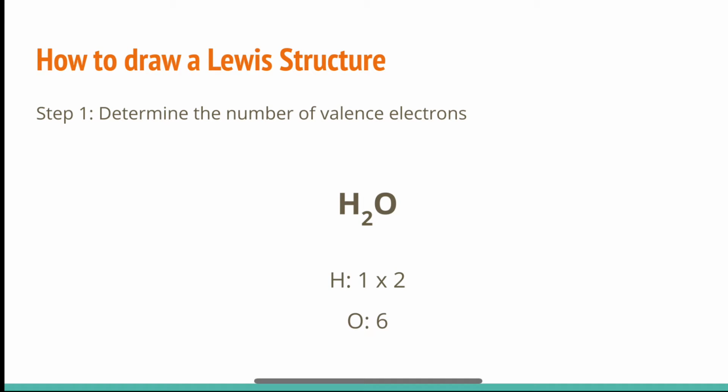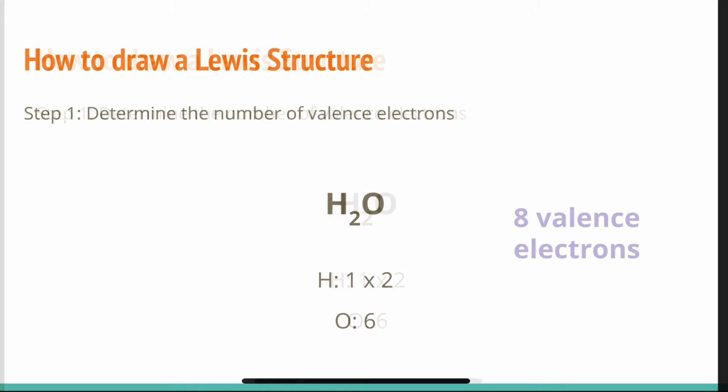Hydrogen has one valence electron. However, since we have two hydrogen atoms, we're going to have to multiply this by 2. Oxygen has 6 valence electrons. When we add these all together, that gives us a total of 8 valence electrons for the H2O molecule.